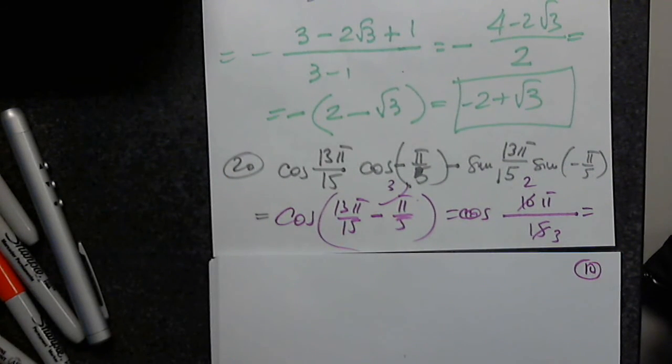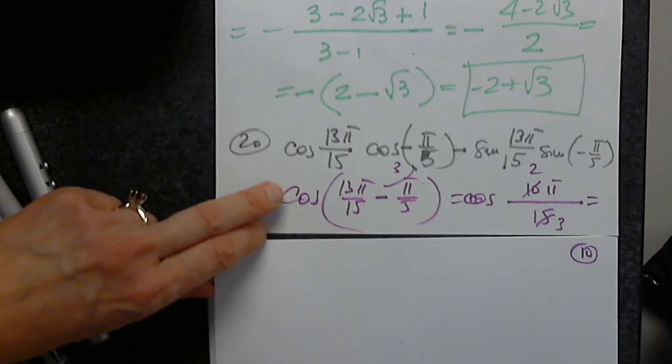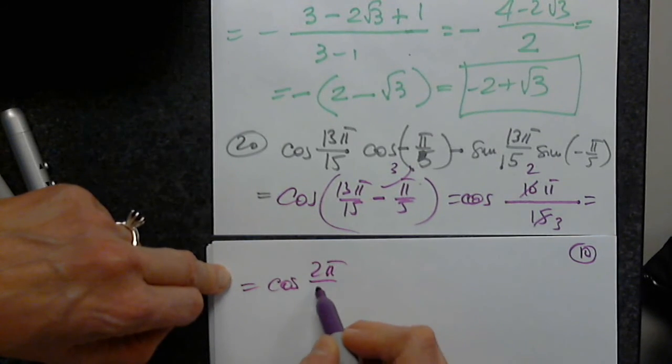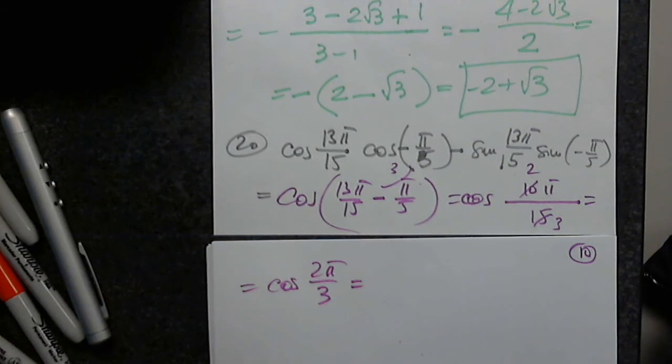And since the denominator is 3, I know how to calculate this. If the denominator is 3, 6, or 4, I have to give the exact answer. If the denominator is 17, I'll say, sorry, I can't. I don't know, depending on the problem, though. So cosine 2 pi over 3.